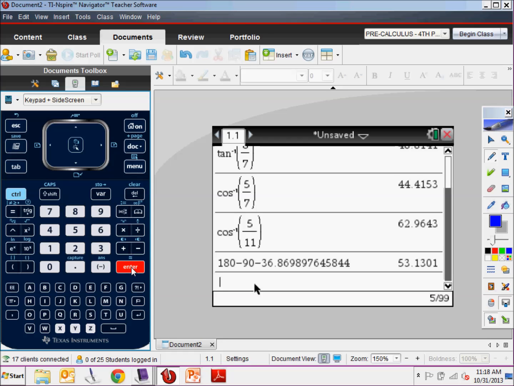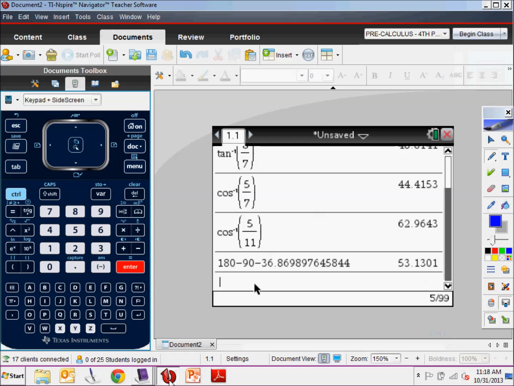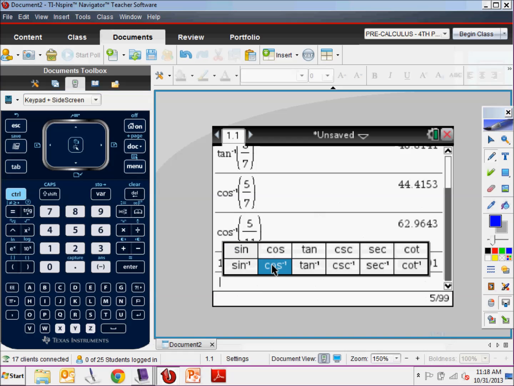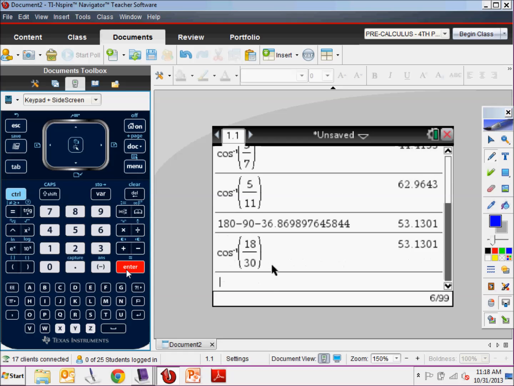All right. The other option you have, you either can add them all up or come to this angle, and from the perspective of this angle, I have my adjacent and my hypotenuse. So what would that be? Adjacent and hypotenuse. From this angle, what would that be? It would be my cosine. So I could also do the cosine inverse of 18 over 30. And I'm going to get the same answer. Okay? So you have two ways of going about getting your other angle.